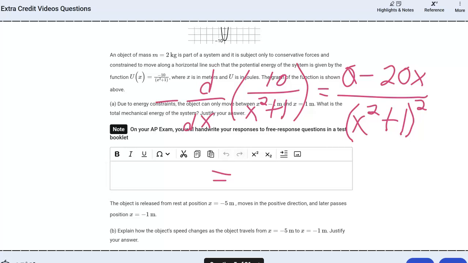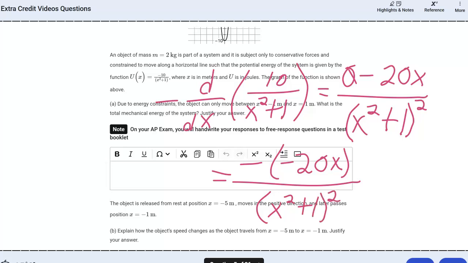And then so it'd be negative 20x over x squared plus 1 squared. And that's just going to be 20x over x squared plus 1 squared. So now, this is our force. And our force, using Newton's second law, force equals ma.